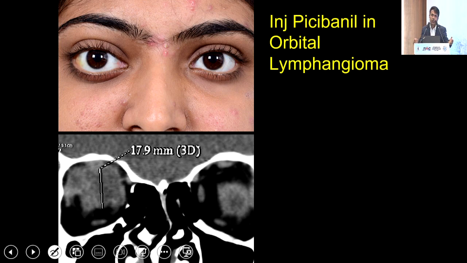There's a young girl who only wanted cosmesis. She's not bothered about anything else. She has recurrent subconjunctival and periocular hemorrhage. She has a lymphangioma, which you may want to debulk, but look at its critical location. Around the optic nerve, lacrimal gland, all the muscles are involved. You wouldn't even want to go by the conservative supratemporal approach here.